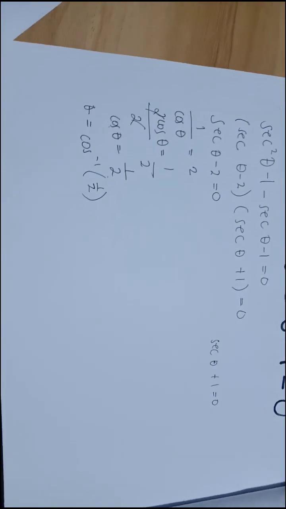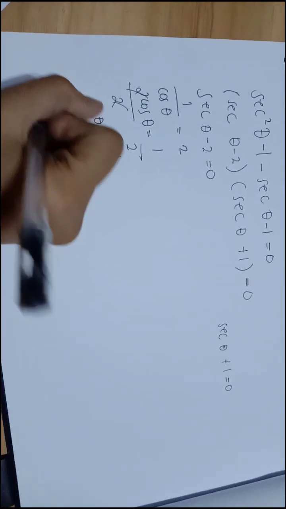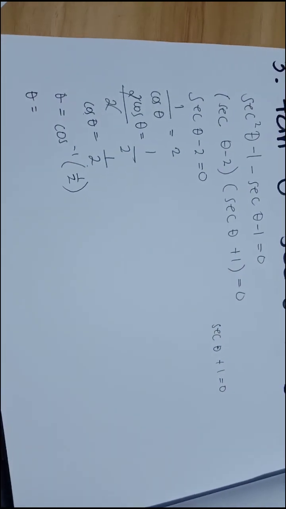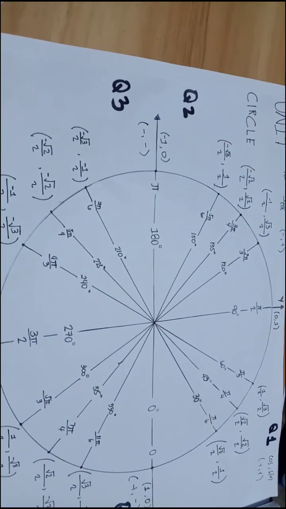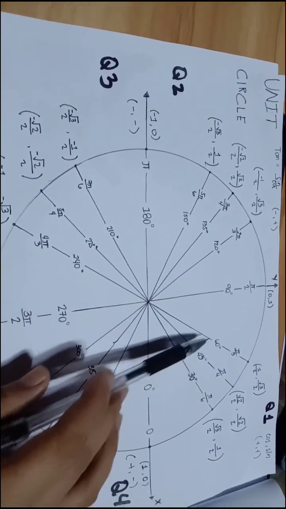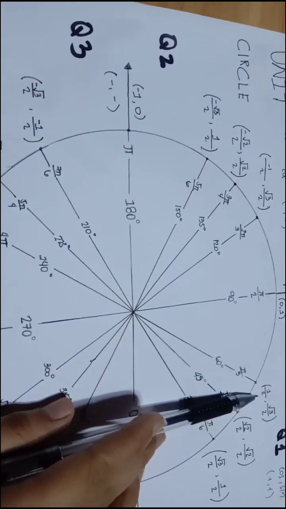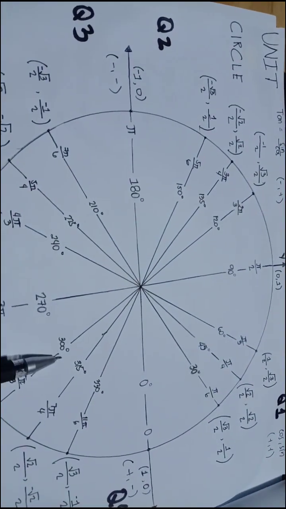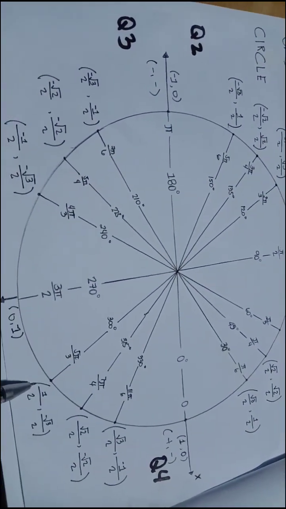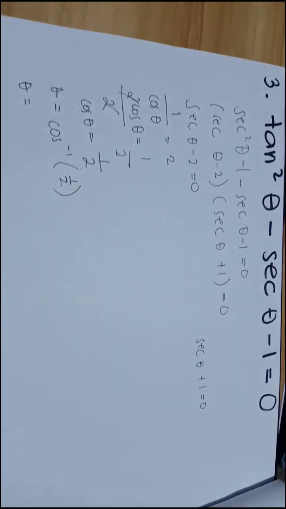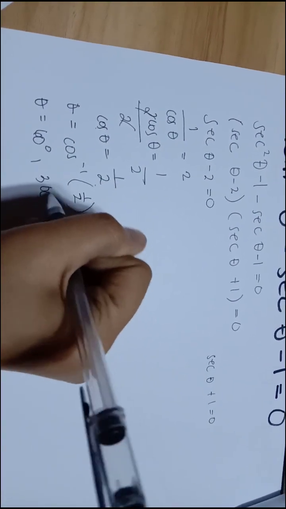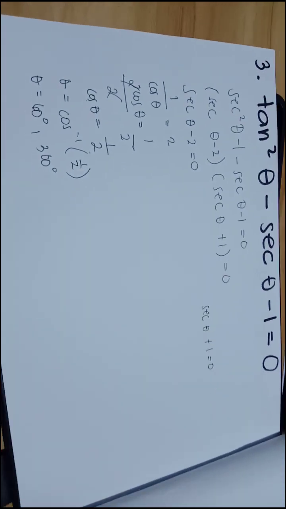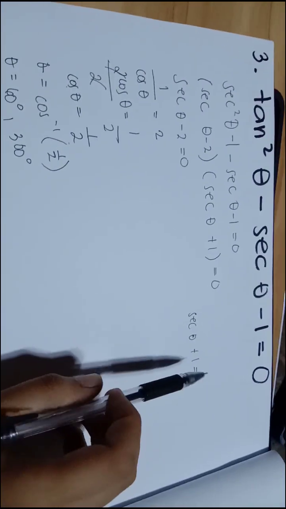So what is the value of theta? Let's take a look at the unit circle. The value of theta here is 60 degrees and the other one is 300 degrees. So the two values of theta are 60 degrees and 300 degrees.